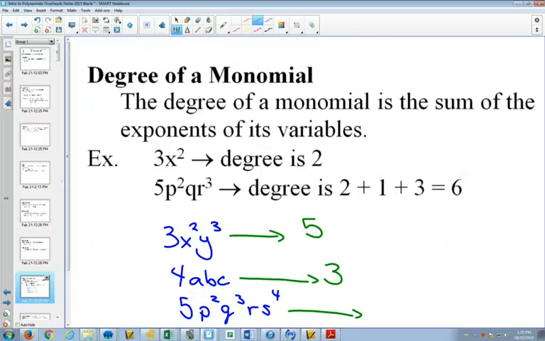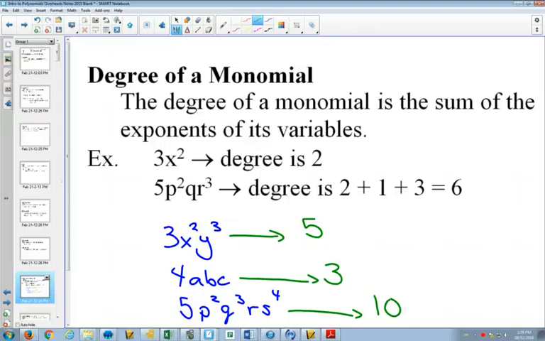Isn't it 9? No, because you have to add the 1 to the R. How many variables are there? There's 4 different variables. There's the P, the Q, the R, and the S. The exponent of the P is 2. The exponent of the Q is 3. The exponent of the R is 1. And the exponent of the S is 4. So the degree of this one's going to be 10. Because we have to remember to add that 1.